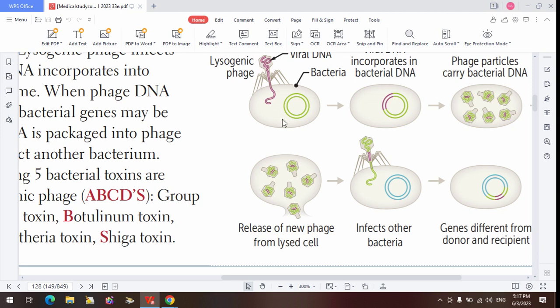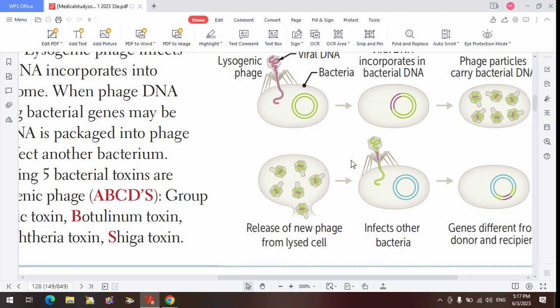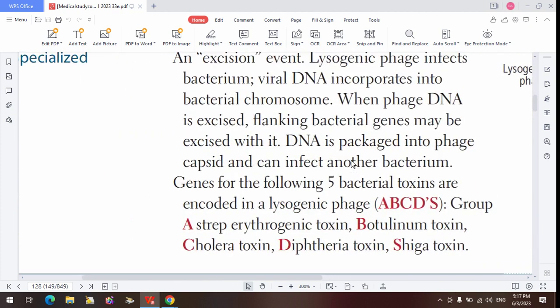By the time they infect a new cell, they are going to transmit both of them. You will see that by the time it's infecting a new cell, it is no longer a lysogenic phage. Will you agree with me that it's no longer a lysogenic phage? Why? Because part of the bacterial DNA has been incorporated into it. So it will just transmit both of them into the new cell. That is specialized transduction.